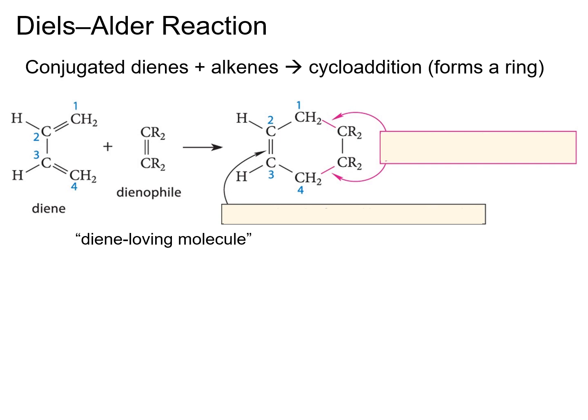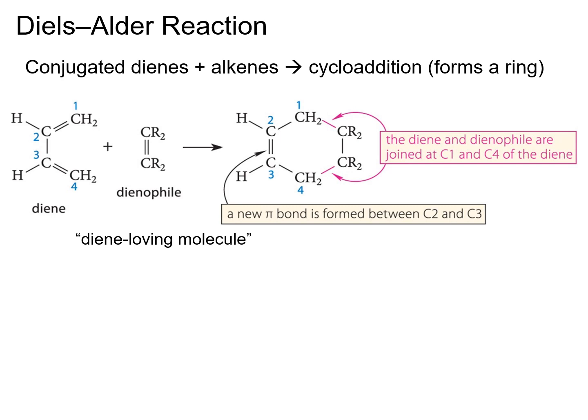As a result, carbons 1 and 4 of my diene are going to make new carbon-carbon bonds to our dienophile. This means that each of those carbons is going to lose the double bond that's starting there. As a result, the new pi bond is going to be formed between carbons 2 and 3.